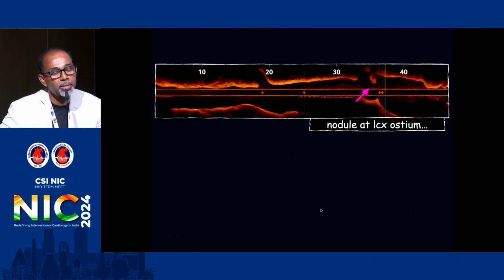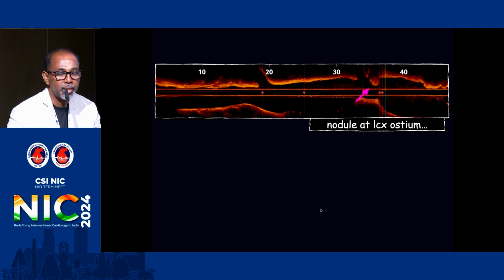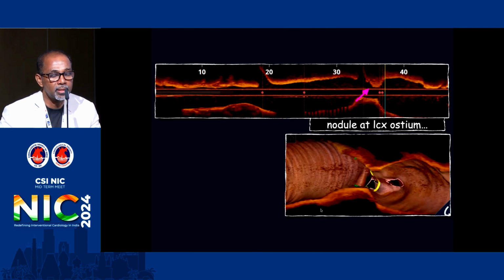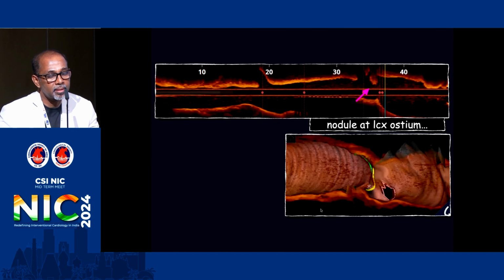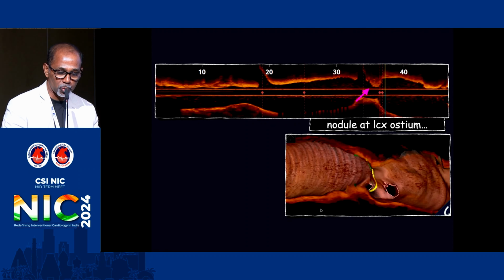That arrow points towards the ostium of the circumflex. You can see that there is a nodule of calcification which is actually protruding into the lumen at the LCX ostium, which can be very clearly made out in the 3D bifurcation mode. You can see the circumflex ostium, and on either side of the circumflex ostium, you're able to see nodular protrusions over there.